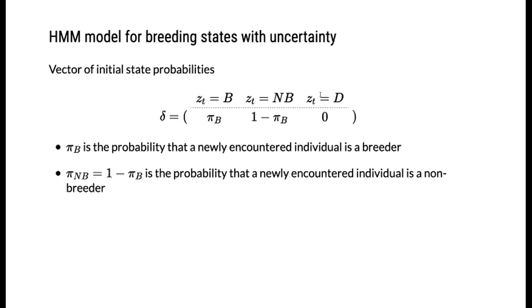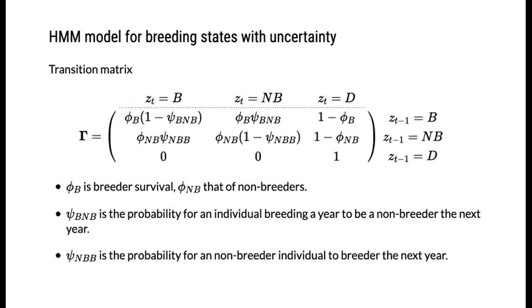And same as in the multi-state capture-recapture model, the initial state probability for state dead is zero. You cannot be dead at first encounter. Now the transition parameters. It's the same matrix as before, the one we used for multi-state models. It describes the dynamics of the states from occasion t minus one to the next occasion, with the departure in rows and the destination in columns.